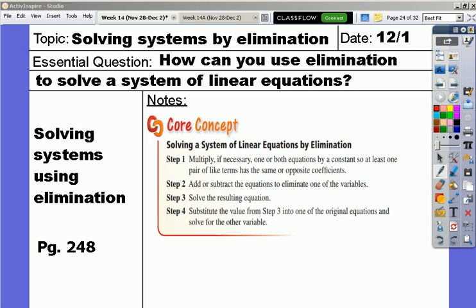So it says multiply if necessary one or both equations by a constant. A constant is just a number, negative or positive, so at least one pair of like terms has the same or opposite coefficients. And you want to add or subtract the equations to eliminate one of the variables, solve the resulting equation, and then substitute the value from step 3 into one of the original equations and solve for the other variable.